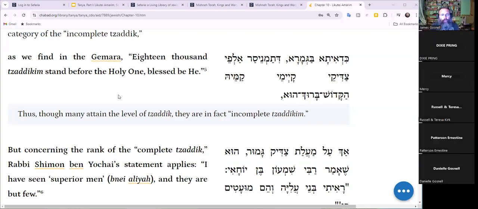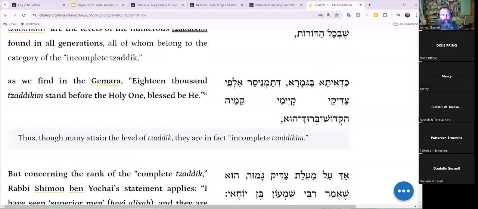Hello, everyone. We are in the middle of chapter 10 in Lessons in Tanya, part 1, Likutei Amarim, which is the first section, probably still the first book. If you have the physical book, it's still going to be in the physical first book, I believe. Chapter 10, we're halfway through it.